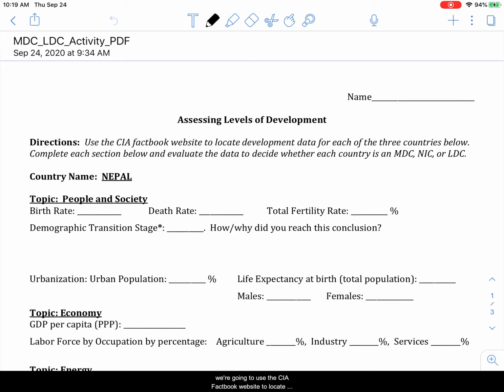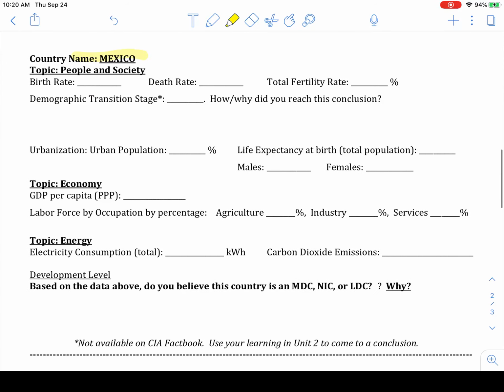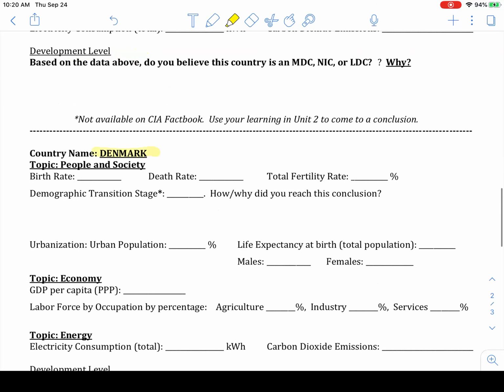Directions here tell us we're going to use the CIA Factbook website to locate development data for each of the three countries that are listed below. The three countries are Nepal, Mexico, and Denmark.